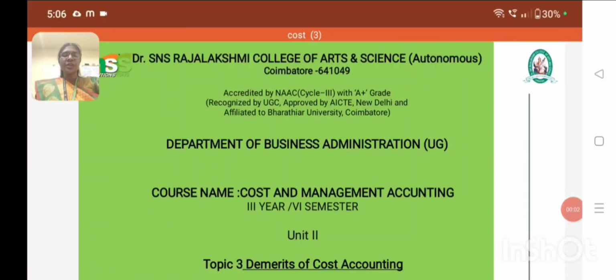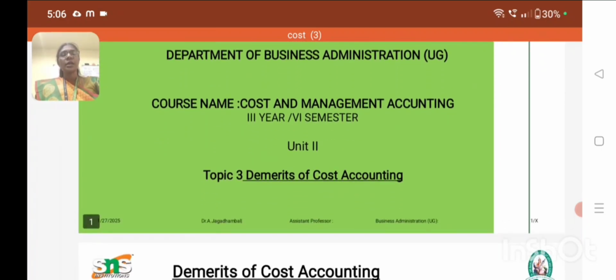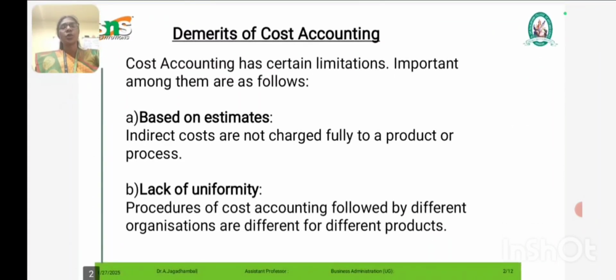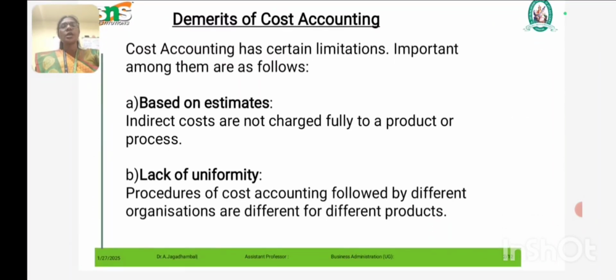Hi, today we discussed the demerits of cost accounting. There are many advantages in cost accounting, and it also involves demerits. The first one is that cost accounting has certain limitations because it is based on estimates.